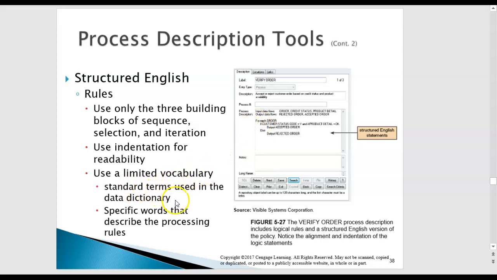Use limited vocabulary, standard terms used in the data dictionary, and specific words that describe the processing rules. So essentially you're following most of the programming language tools here as well.